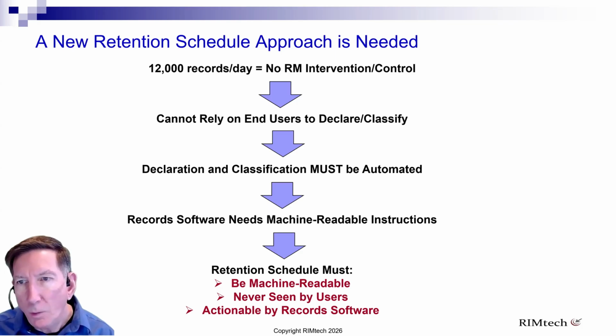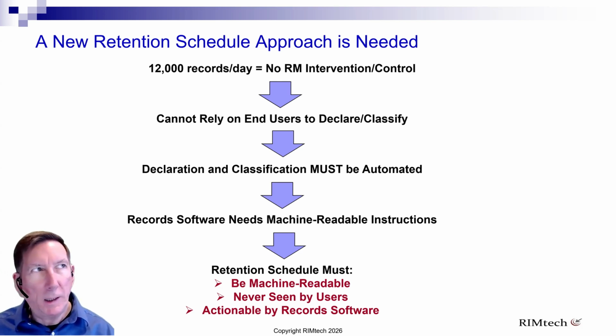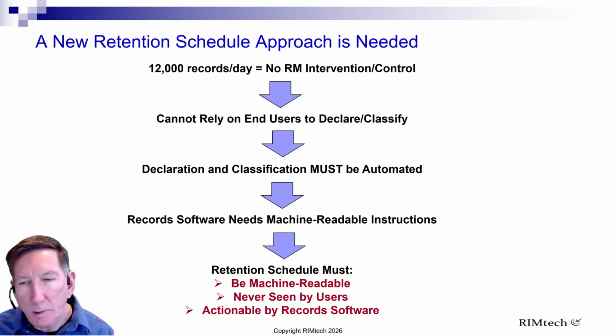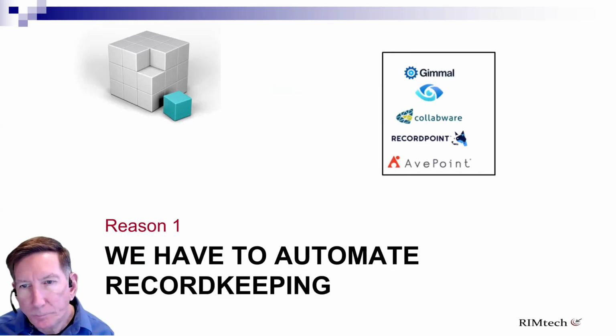Then from that, we can conclude that, okay, the only way we can make this happen is through automation, which is true. And now that we know we have to automate, that means that the retention schedule is going to have to be read and understood by a machine, not by a human. So the conclusion is we now need a retention schedule that is machine readable and will never be seen or used by end users. So let's go through each of these 5 reasons.